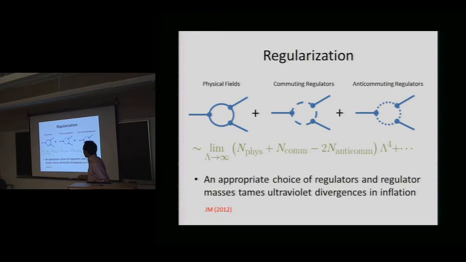There is a bit of a drawback in this method, which is that it's still unclear how you would regulate divergences that come from internal graviton lines. And I don't have a solid answer.